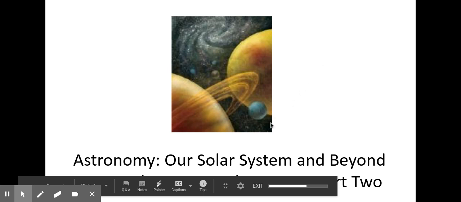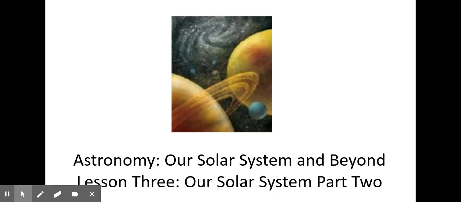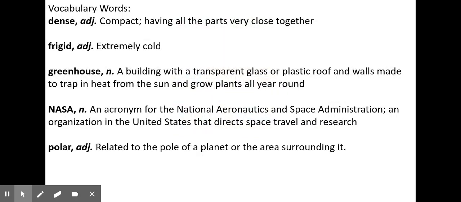We are still studying astronomy, our solar system, and beyond, and this is lesson 3, our solar system part 2. Some vocabulary you'll hear in the read aloud. Dense is an adjective. It describes something. It means compact, having all the parts very close together. Frigid is an adjective, and it means extremely cold.